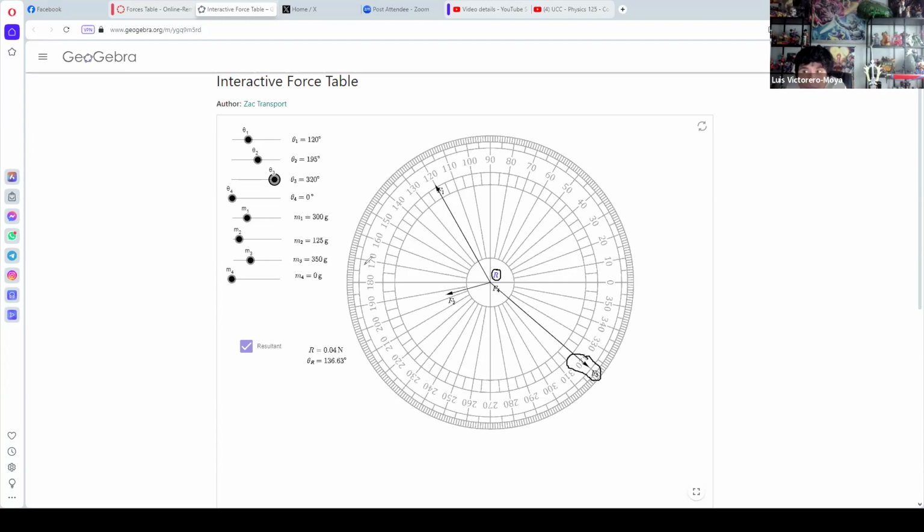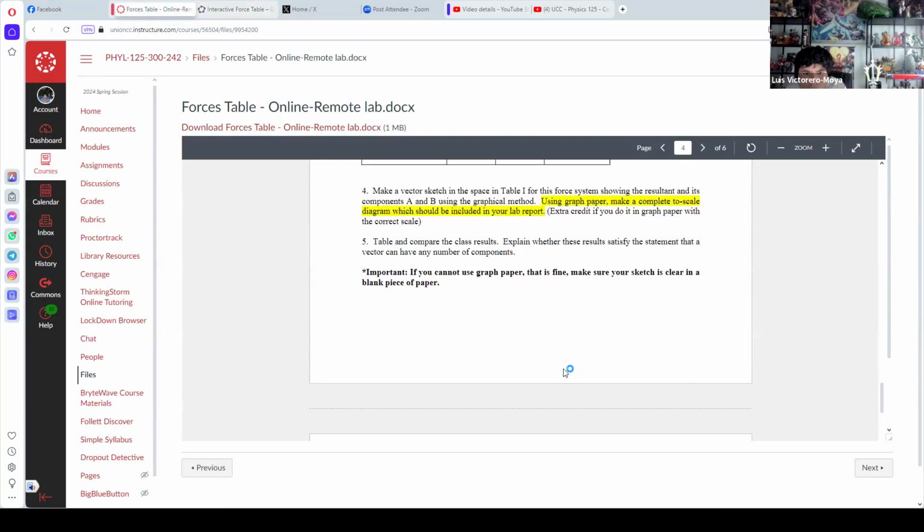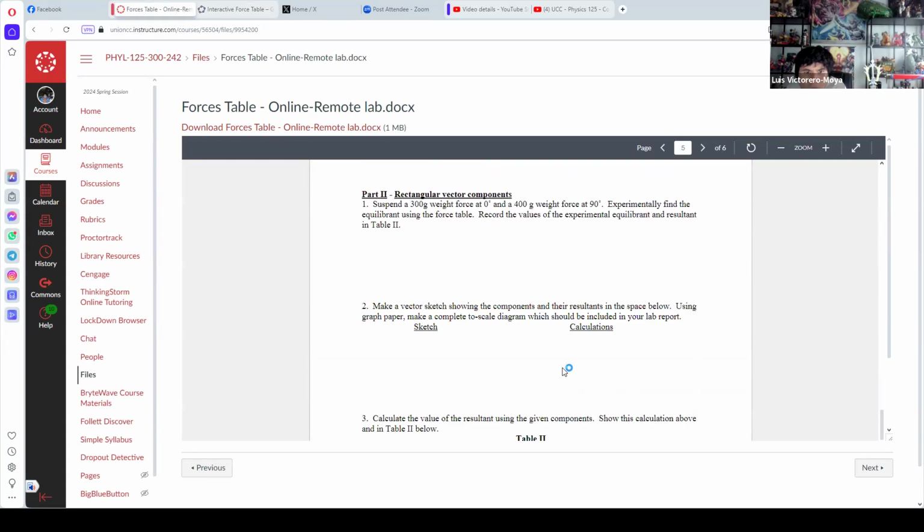So the next experiment is the same. All right? You just have to use different angles. But the idea is the same. Be careful with this lab. You're going to have to give it more time. You do want to do some graphs to help you with the calculations. But other than that, I don't think you will have major difficulties. The second part, you have to use 300 grams at 0 degrees, 400 grams at 90 degrees. So they make 90 degrees. And then you can find the equilibrium just like you did in GeoGebra or in exploration physics.